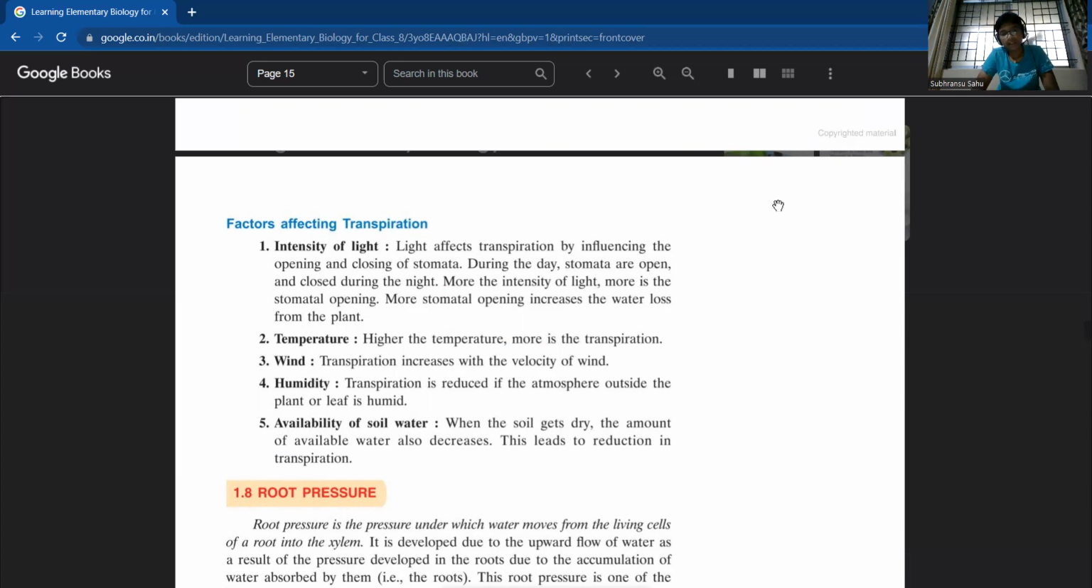Temperature: the higher the temperature, the more the transpiration. Wind: transpiration increases with the velocity of the wind. Humidity: transpiration is reduced if the atmosphere outside the plant or leaf is humid. And availability of soil water: when the soil gets dry, the amount of available water also decreases. This leads to the reduction in transpiration.